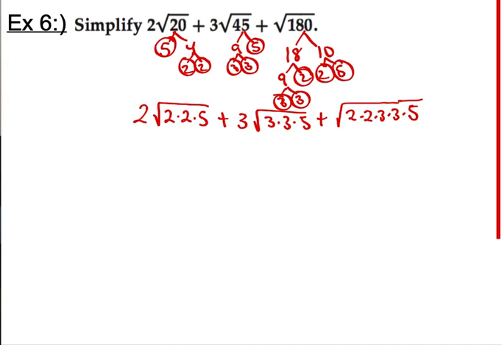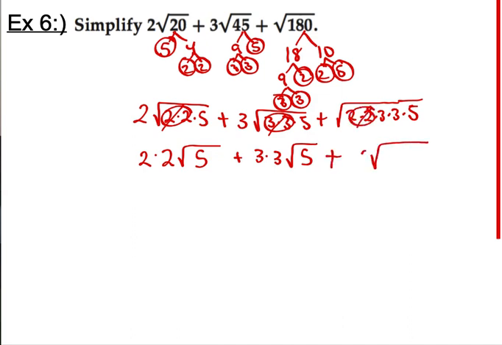Okay, simplifying this down, I already have a 2. I can pull out another 2, and I'm left with a 5 inside. On the next one, I already have a 3. I can pull out another 3, and I'm left with a 5 inside. The last one, I have a 2 I can pull out, and a 3 I can pull out, with a 5 left on the inside.